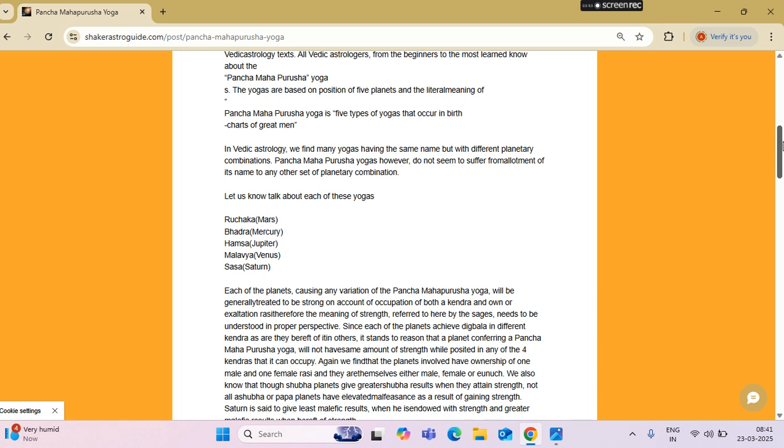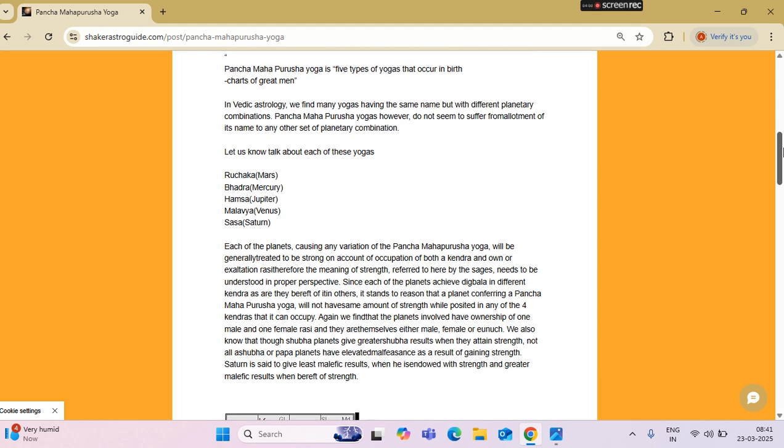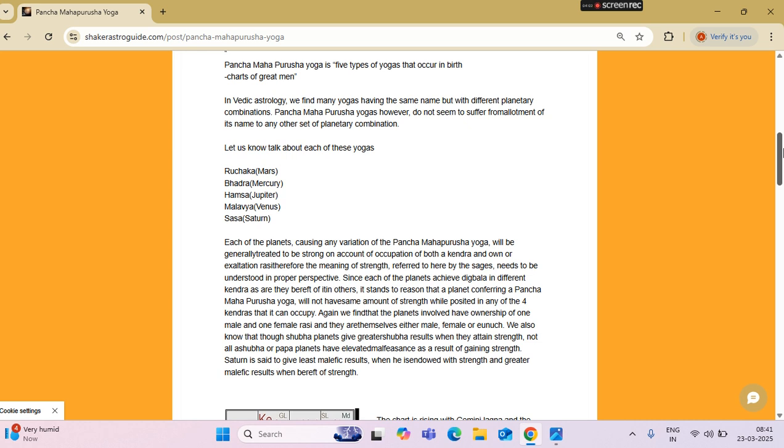These planets should be placed in Kendras for these yogas to give their results. They cannot be hemmed in between malefics. They cannot be debilitated. They cannot go and sit in an enemy's sign, and they should not be aspected by a malefic planet. Then only these particular yogas will work.